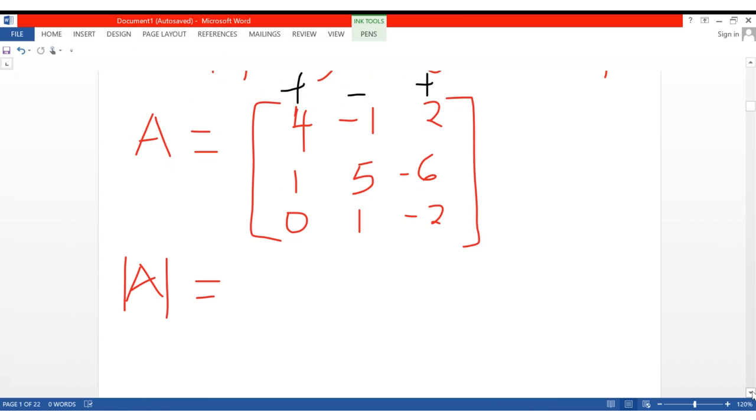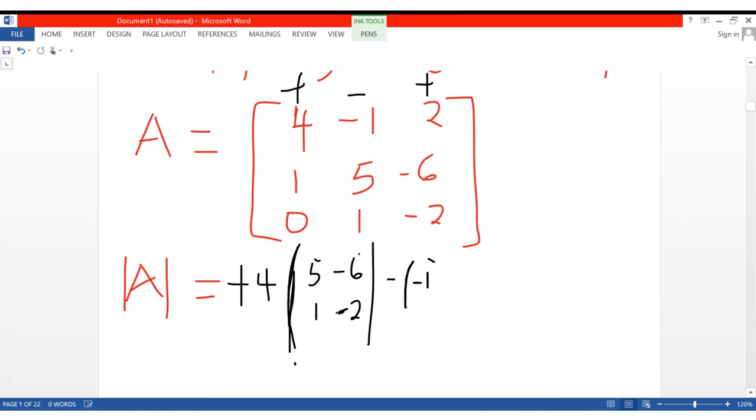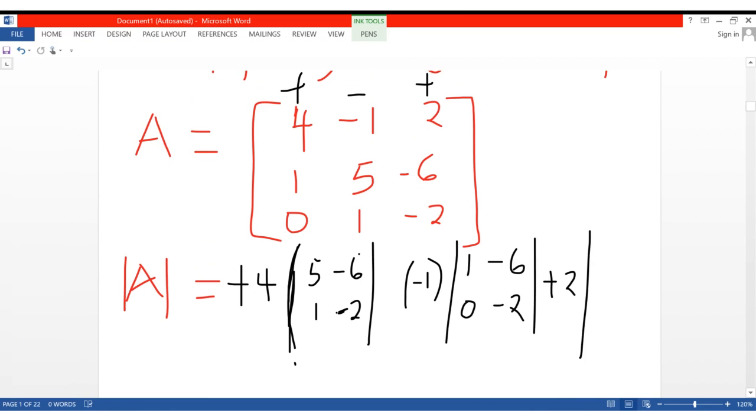So we shall have plus 4. Then we block as what we had done on vectors. When I block the row and the column, I'll end up with the determinant of 5, negative 6, 1, and negative 2. And then for this other one, the sign is negative, and then I have negative 1. So when I block the row and column, I'll end up with 1, negative 6, 0, and negative 2. The other sign is positive, so plus 2. So when I block, I'll end up with 1, 5, 0, 1.